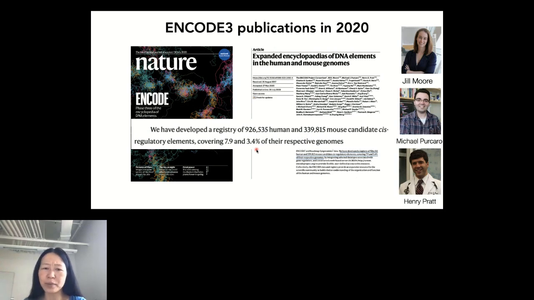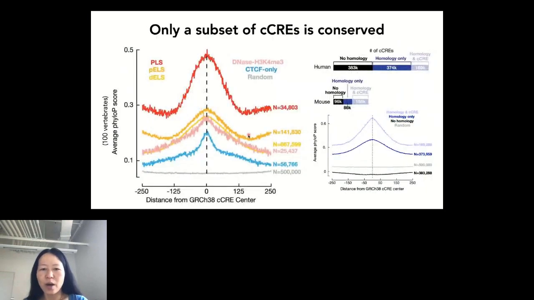So that was already published, and we are using these cCREs to do a lot of analyses now. And I want to tell you something new about what we have been doing since then. Still as part of the ENCODE 3 paper, we analyzed the evolutionary conservation of these cCREs. They're divided into categories here: promoter-like elements, enhancer-like elements, and insulator binding elements in blue here.